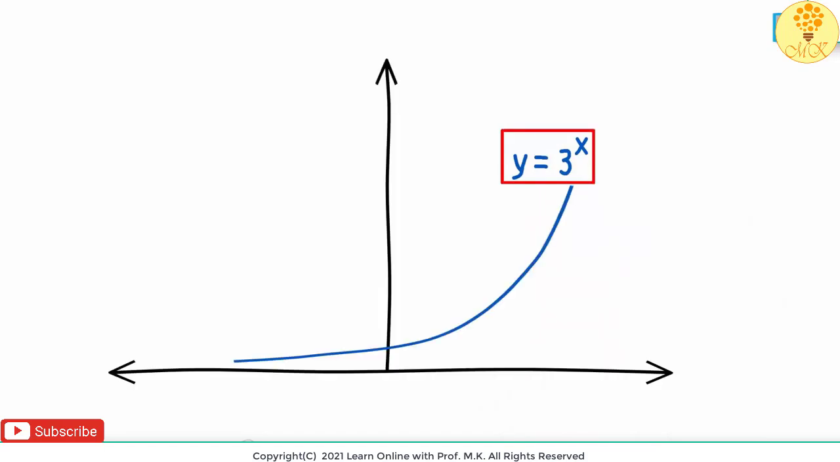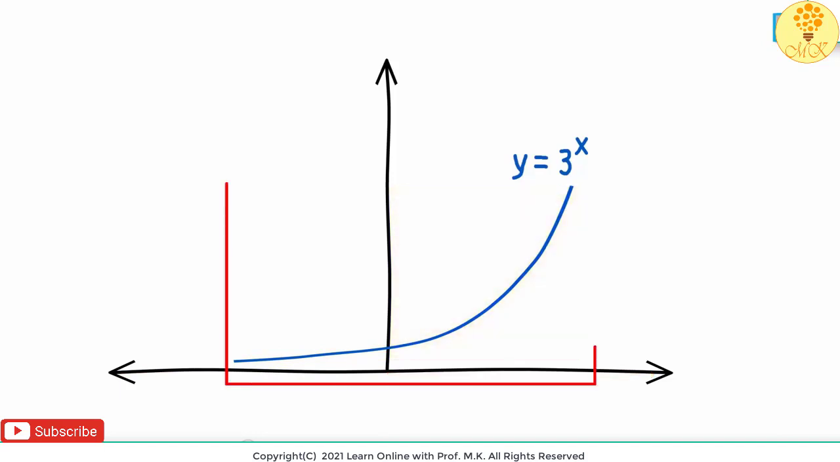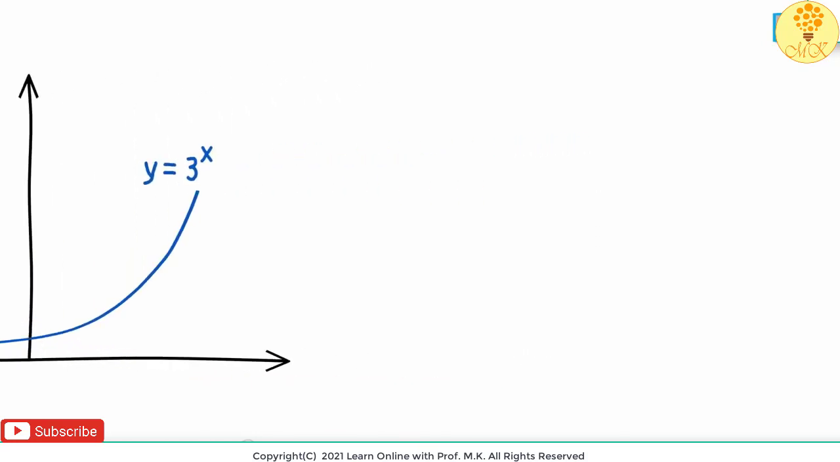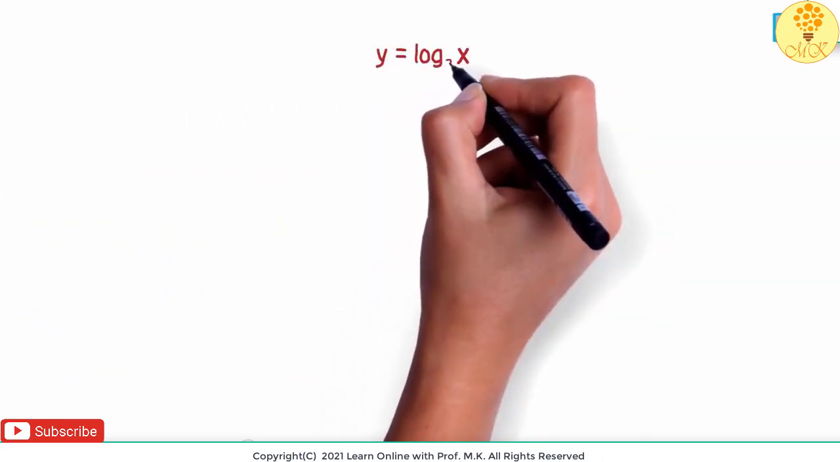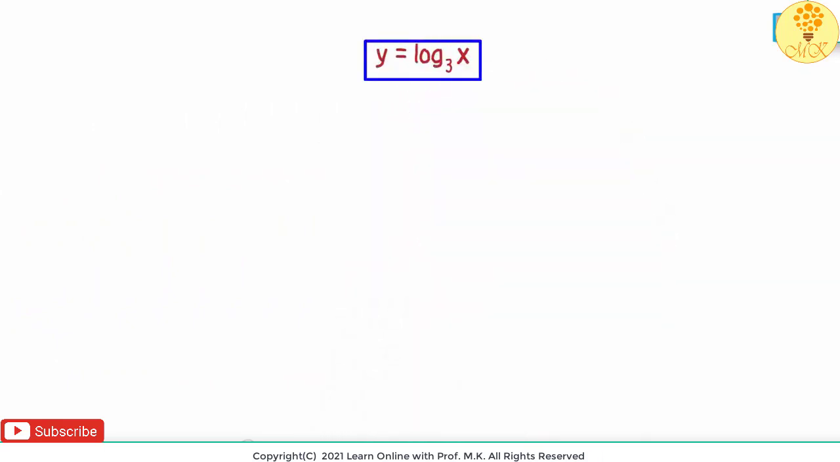In the previous tutorial, we had plotted the graph of y is equal to 3 to the power x. It's an exponential function and its graph looks a bit like this. When x is negative, the y values are tiny. And when x takes positive values, the y values start increasing exponentially. So if this is how an exponential function looks, how will the logarithmic function look then? The function we have is y is equal to log x to the base 3. This is a logarithmic function.